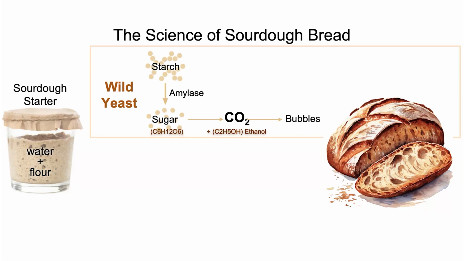carbon dioxide and also ethanol. But ethanol gets evaporated during cooking. So the carbon dioxide is the main byproduct of this fermentation process, and it creates bubbles in the dough, causing the bread to rise, giving this lovely texture that we all love.